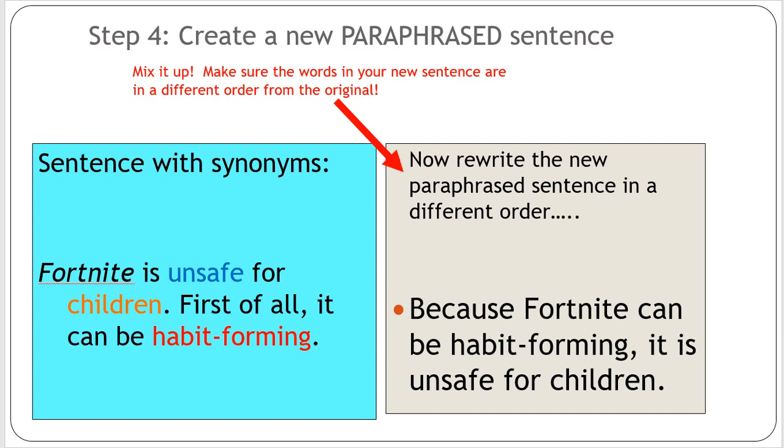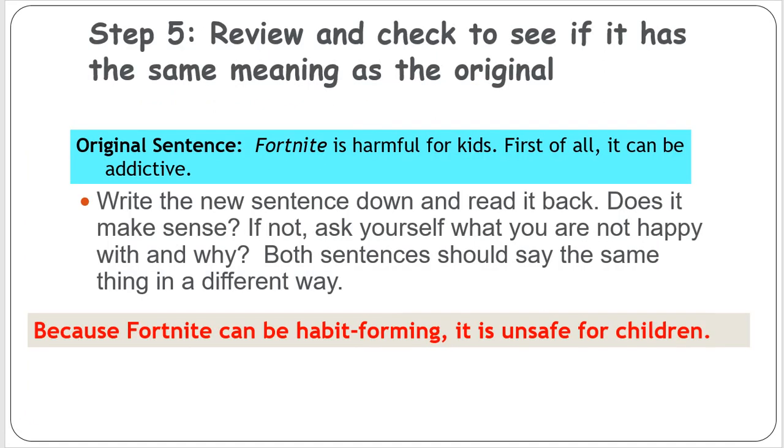What I like to do is start with the second half of the sentence and bring that to the beginning. That way I'm sure that my sentence structure is not the same as the original one, which is the way that we want to do it when we're paraphrasing. So I'm going to start with the second sentence. Because Fortnite can be habit forming, it is unsafe for children. Do you see how these are in a different order? But these both pretty much, well, we're going to check in the next slide to see if it makes sense.